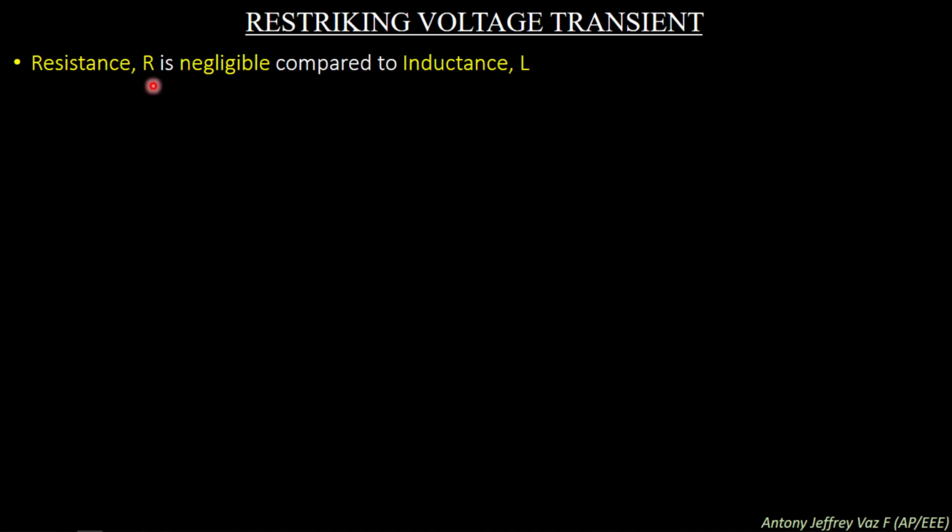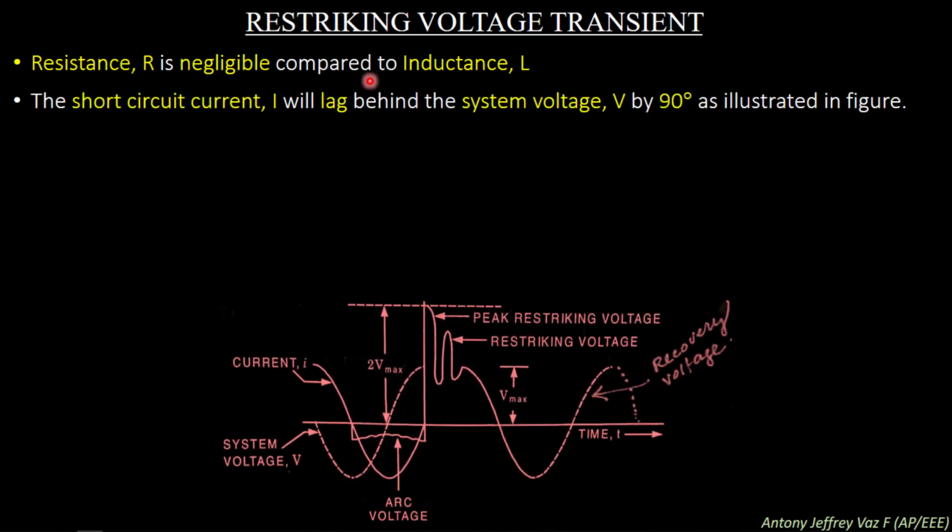Resistance R is negligible compared to inductance L. Since the transmission line is composed of inductance more than resistance, the resistance is negligible and can be neglected. The short circuit current I will lag behind the system voltage V by 90 degrees, as illustrated in the figure.